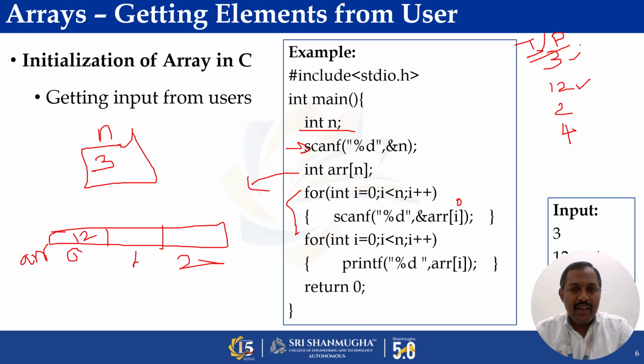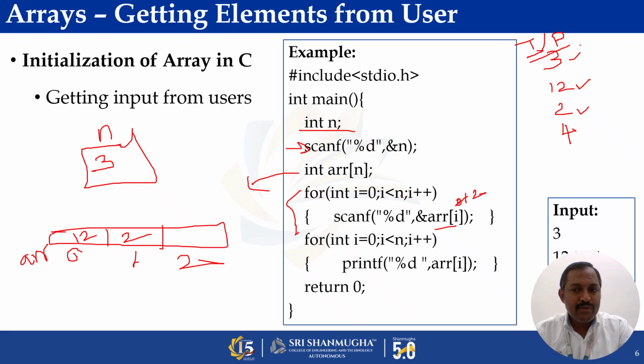Next, the I value is increased by 1. So I value becomes 1. 1 less than 3, the condition is true. We are getting the next value, 2, from the user and storing it in arr of 1. Next, the I value is increased by 1. 2 less than 3, the condition is true.